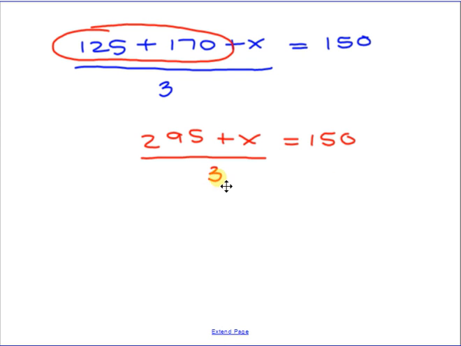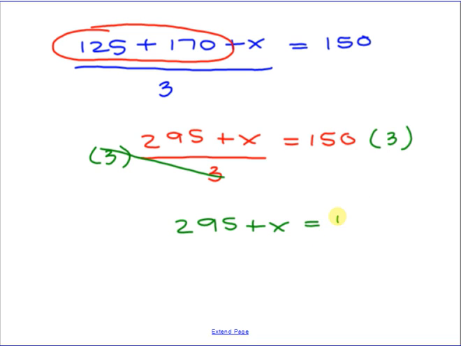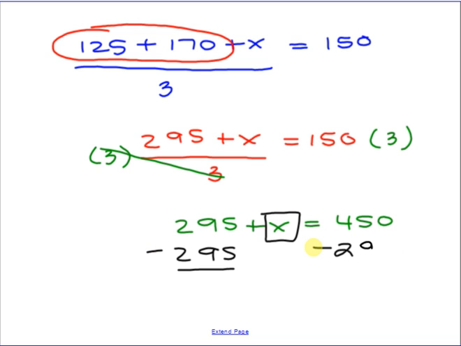We need to get rid of the 3 at the denominator. It's divided by 3, so we're going to multiply both sides by 3. These cancel. We're going to bring down 295 plus x equals, and then this is going to equal 450. And then we just solve for x. Box the variable, minus 295 minus 295. This cancels. X equals, so 450 minus 295 is going to be 155.